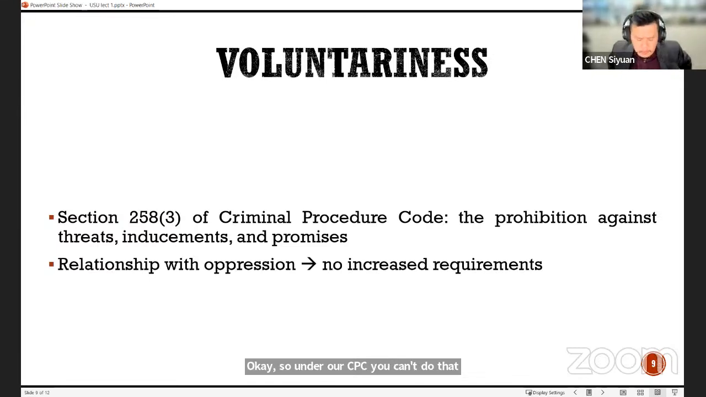Then there's also oppression. What's the difference between oppression and threats, inducements, and promises?